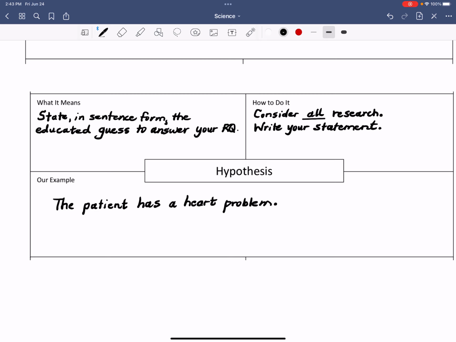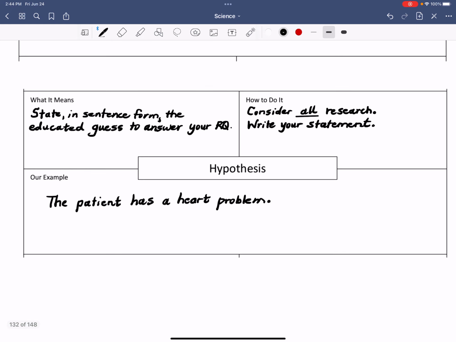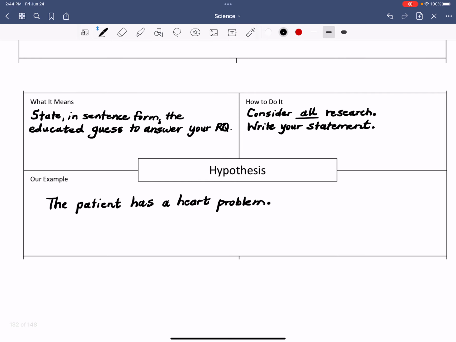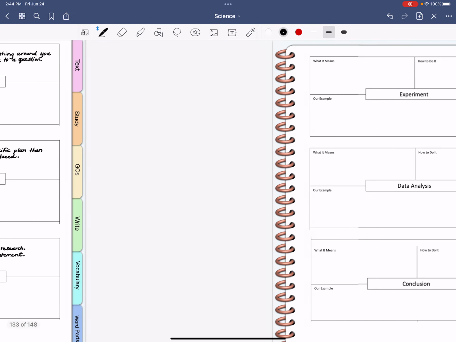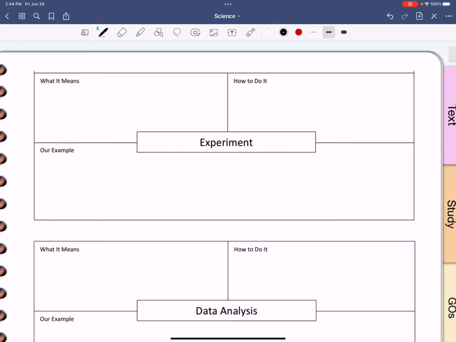Now, is this for certain the explanation? Are there other things that could cause Sam's symptoms? Sure there are. I just got through COVID and I had those same symptoms, and I don't have a heart problem. So the doctor's hypothesis is just an educated guess, but we don't know at this point if it's true or not. Okay, so how do we find out if it's true? What is the next step in our story? And that will go with the experiment step.